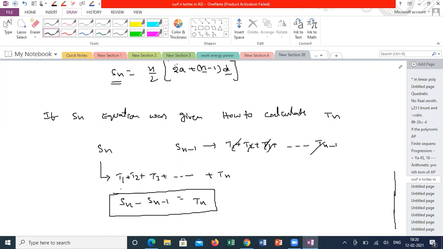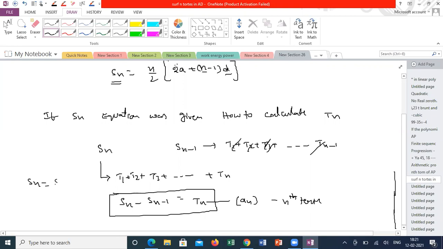Is it clear, guys? What is the full form of Tn? Nth term. Okay, sir. Nth term, like your an; Tn and an are both the same. Okay, sir. Tn or an, nth term. Sn is the sum of n terms. Sn minus 1 is the sum of n minus 1 terms.